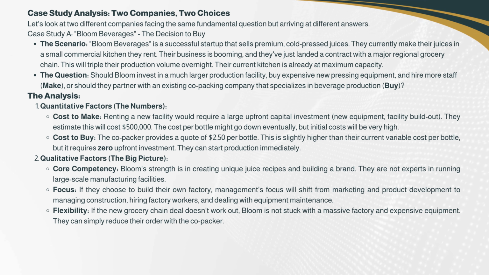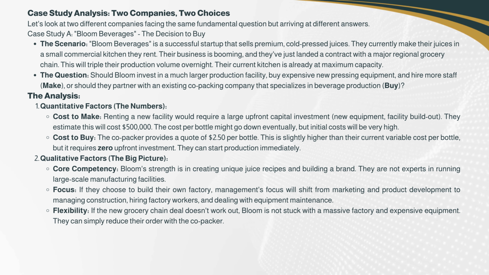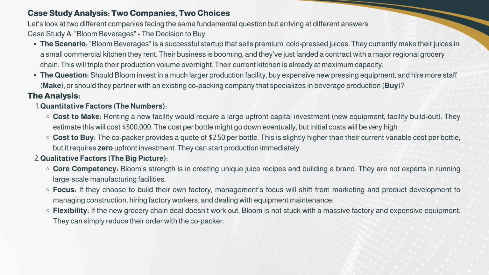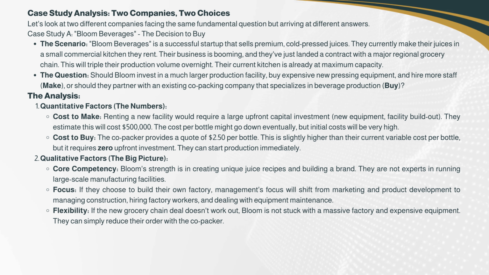Qualitative factors, the big picture, core competency. Bloom's strength is in creating unique juice recipes and building a brand. They are not experts in running large-scale manufacturing facilities. Focus. If they choose to build their own factory, management's focus will shift from marketing and product development to managing construction, hiring factory workers, and dealing with equipment maintenance.